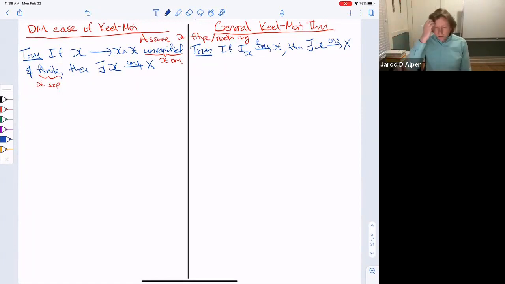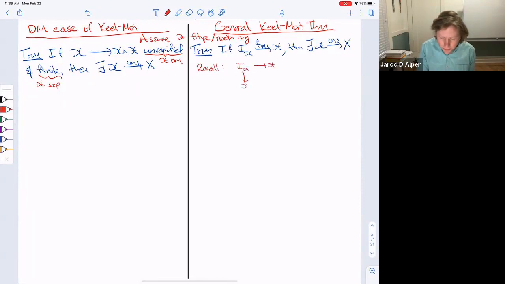And here, maybe let me just recall that the inertia is the fiber product over the diagonal. So certainly if X is separated, certainly the inertia is finite.